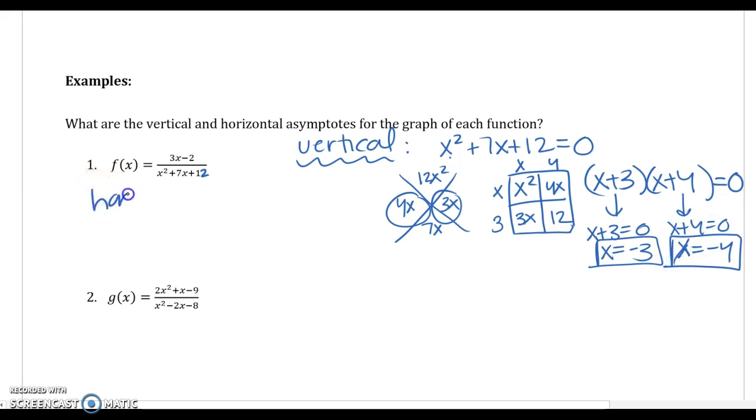For the horizontal, in these examples, there will only be one. We look only at the leading terms, so 3x and x squared. Since the degree of the numerator is smaller, basically the denominator will get really, really big as x gets bigger. So f of x will go to 0, so the horizontal asymptote is y equals 0.